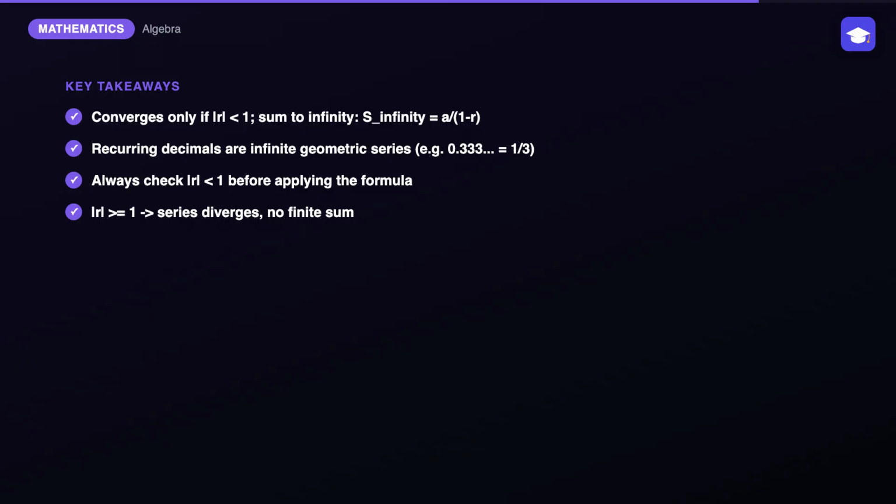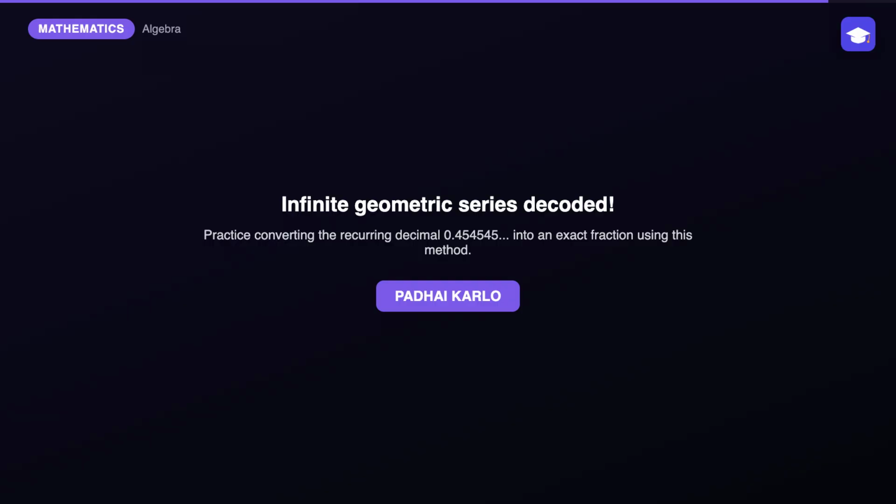This formula elegantly converts recurring decimals into exact fractions, and the single most important exam habit is always checking the convergence condition before applying the formula, since a ratio of magnitude 1 or greater means no finite sum exists at all. That's the infinite geometric series. Keep the convergence condition and the sum to infinity formula sharp, and remember to always check before you calculate.